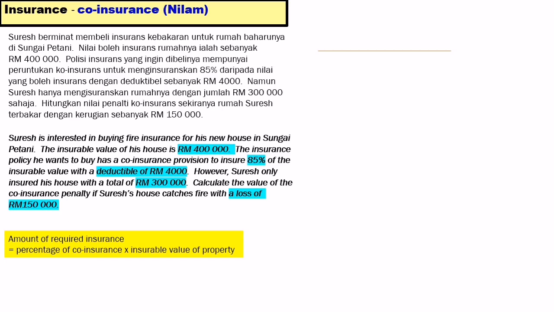First, you must know how to find the amount of required insurance, which is percentage of core insurance times insurable value of property. So now let us count it. 85% times the insurable value for the house is 400,000. So equals 340,000.